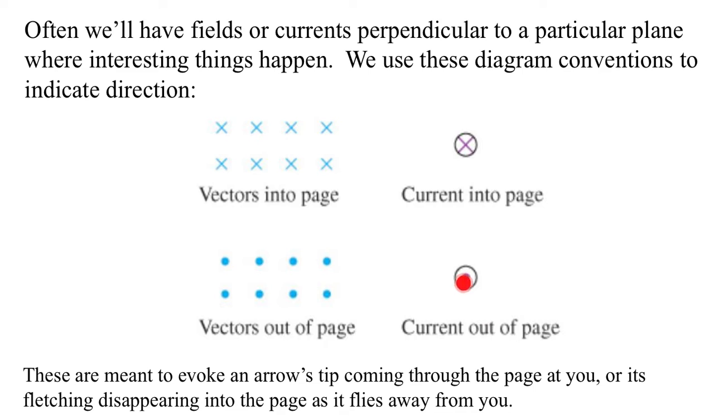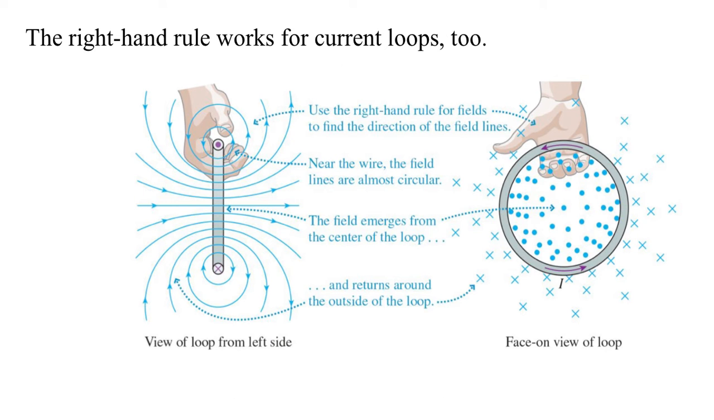And if current's coming out of the page, we have a dot, but again, we can protect it with a circle because it'd be hard to see otherwise. These are meant to evoke the arrow's tip coming through the back of the page, or the fletching disappearing into the page as it flies away from you. So this is just a cute convention we have. We ran across it a little in mechanics, but now it becomes very common because we really can't dodge the three-dimensionality of magnetism.